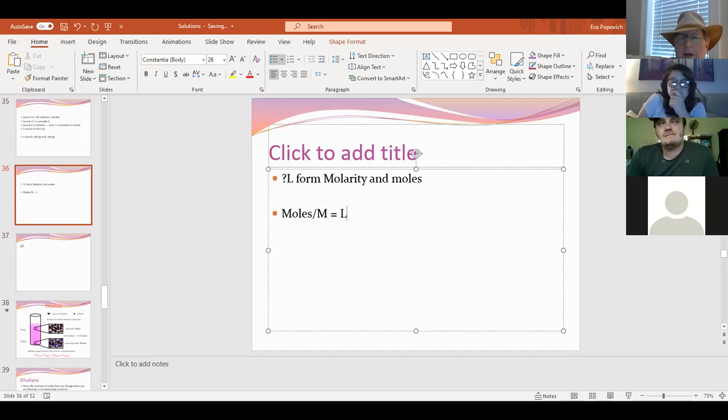Moles divided by molarity will get liters.